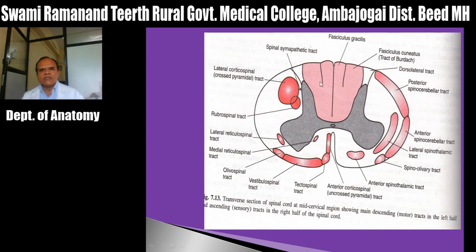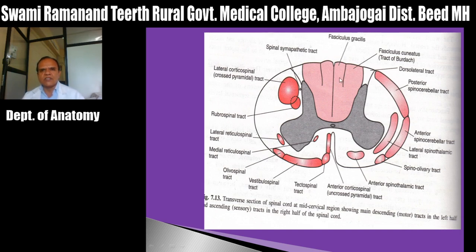Now we focus on internal features of white matter. White matter only, when you focus. Now this is the posterior median sulcus, right? And this is the posterior dorsolateral tract, and here the posterolateral sulcus is there. The area between the posterolateral sulcus and posterior median sulcus is called the posterior funiculus.